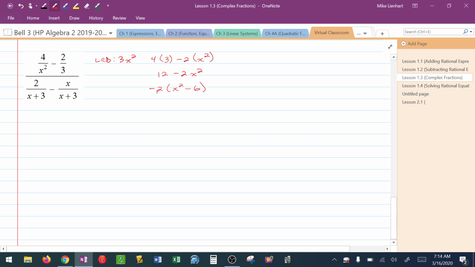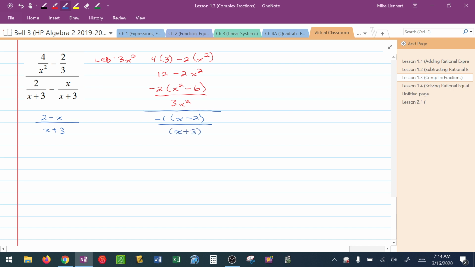Okay, bring in the LCD of 3x squared. All right, I know I'm going to have to divide this by the way that the denominator simplifies. With the denominator, I notice I already have a common denominator, so it's really 2 minus x over x plus 3. I'm going to rewrite that numerator, though, as negative 1 times x minus 2. And the denominator is x plus 3.